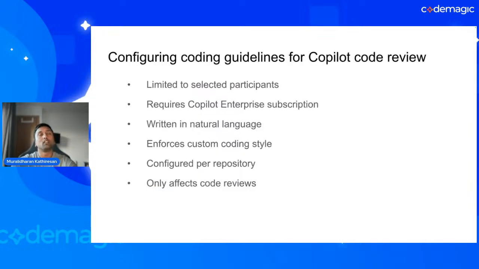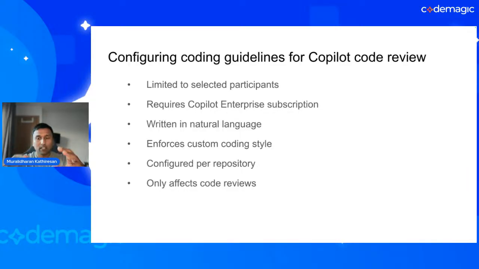The next one is, you may have a requirement like, for my repository, I have specific coding guidelines for this pull request review. Your project might have a different style. So you can also specify them, but there are certain conditions. One is, this is limited to certain participants, as I mentioned above. You need to request access for it. Once they open the access for you, you will get a mail. And if you want to configure these coding guidelines, you need to have an enterprise subscription. It's not on the Pro version, so you need to have Copilot Enterprise.